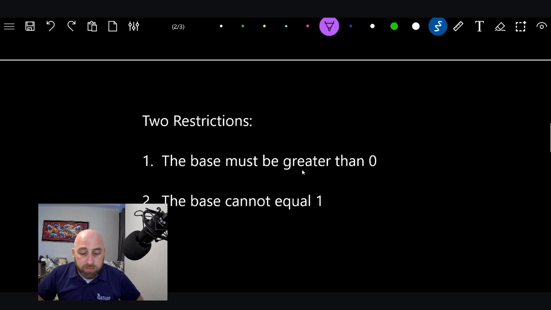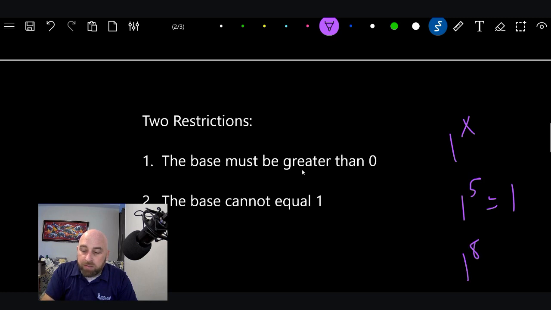So no negative numbers. All right, the next one is the base cannot equal 1. Why not? Well, check this out. If I have 1 as my base and x is my exponent, x can be whatever in the world I want it to be. What if x is 5? So I have 1 to the 5th. Well, what is 1 to the 5th? 1. 1 times 1 times 1 times 1. 1. What is 1 to the 8th? 1. In other words, if 1 is the base, then your answer is always going to yield 1. So it doesn't really matter what your exponent is.